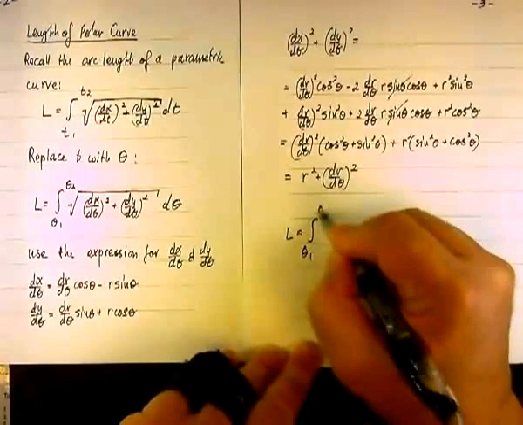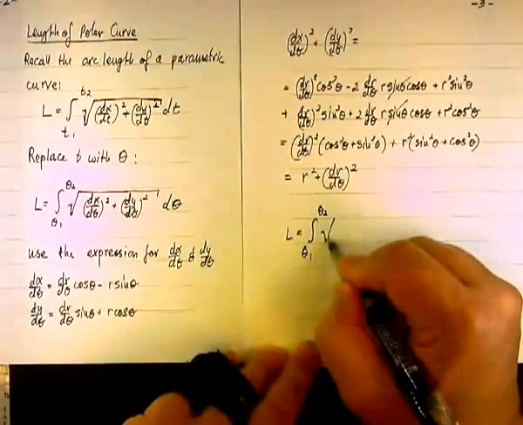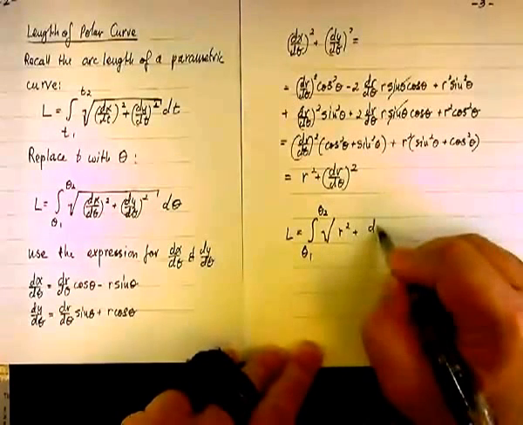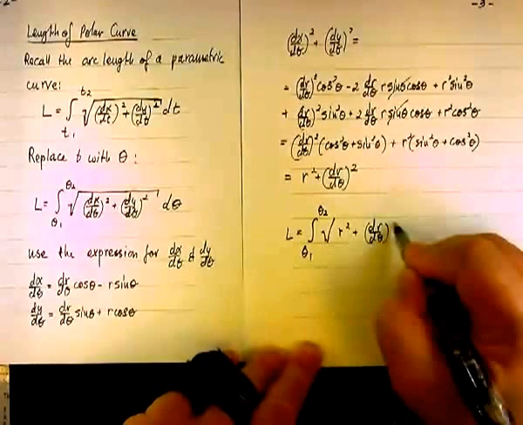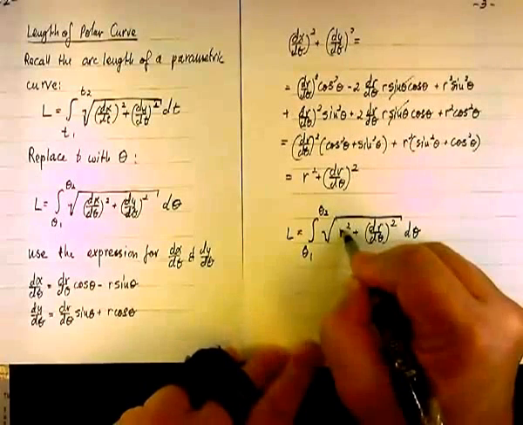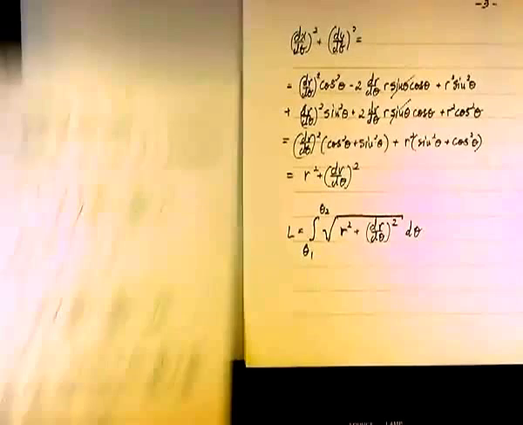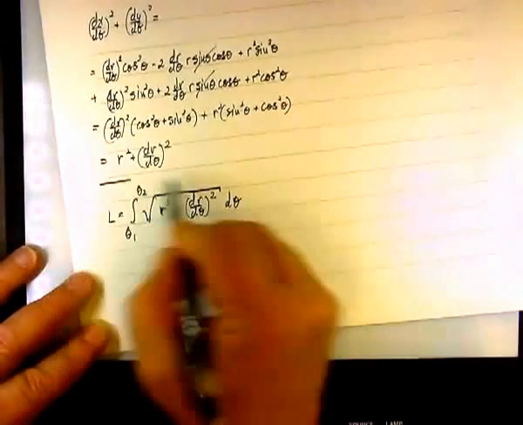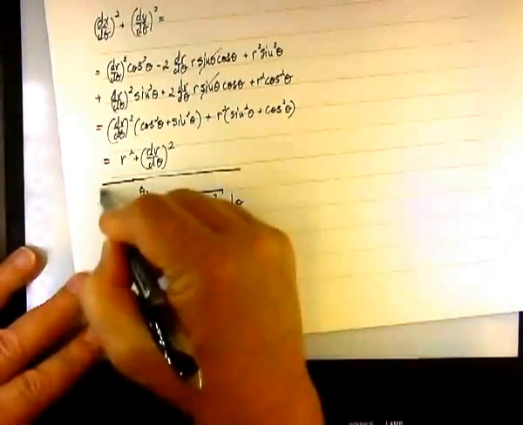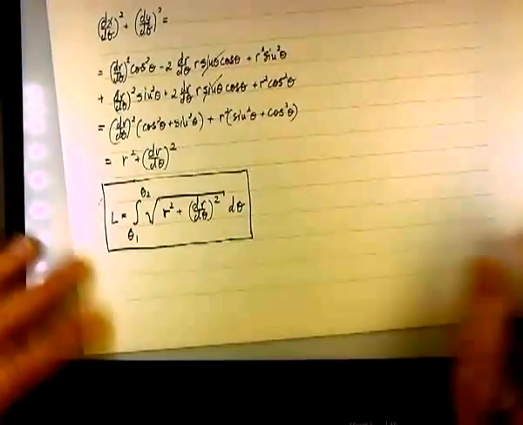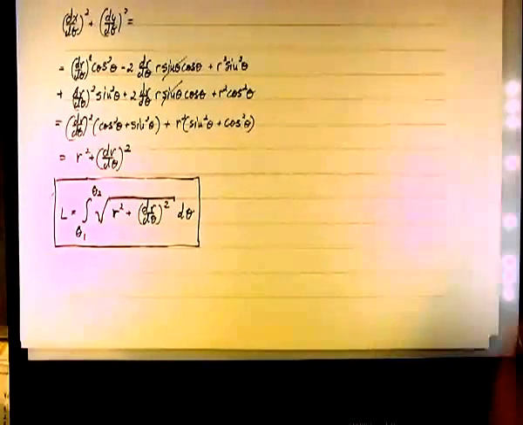So now we have a simplified formula for the length of a curve. As theta changes from theta 1 to theta 2, the length will be the integral of the square root of r squared plus dr d theta squared, d theta. So what we did, I just proved a theorem. I proved the length of a polar curve theorem.